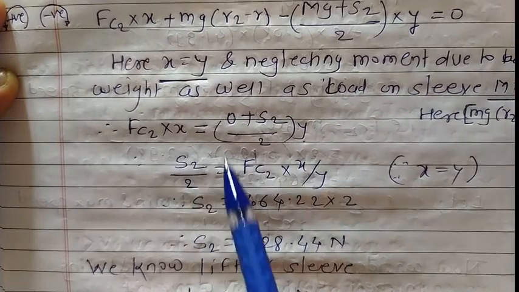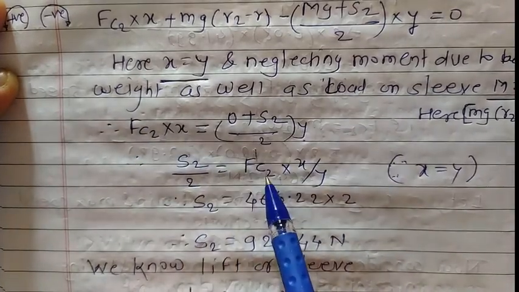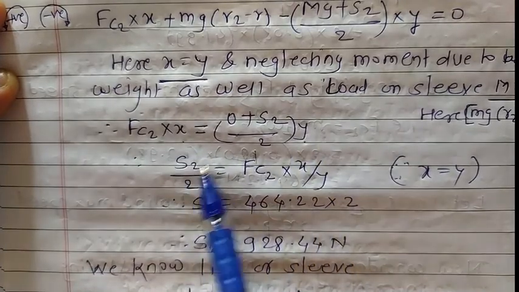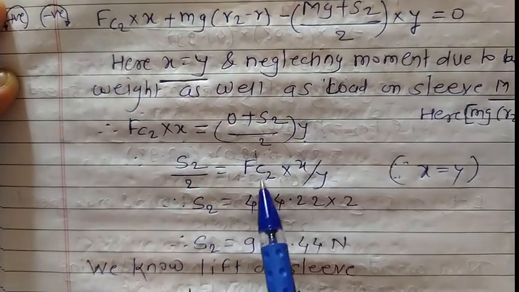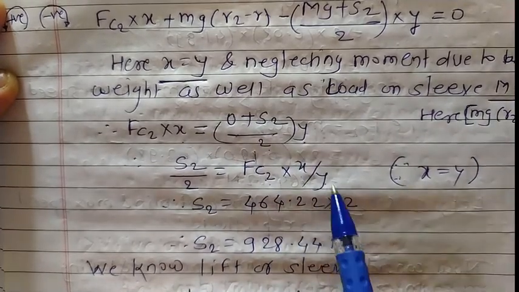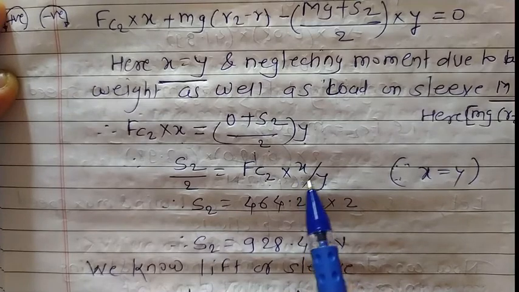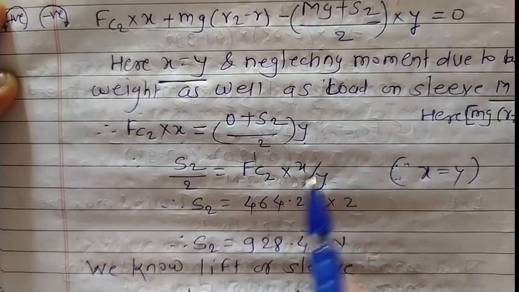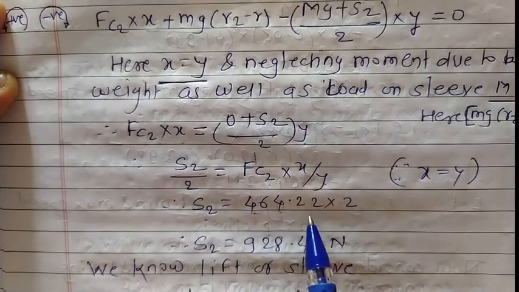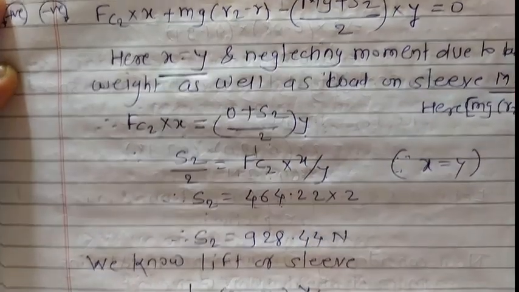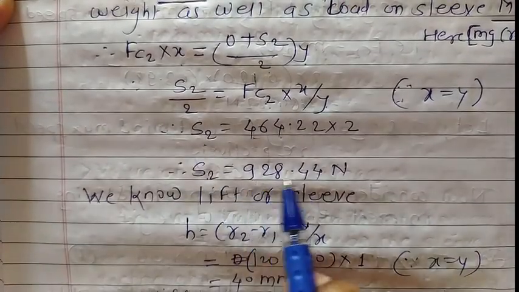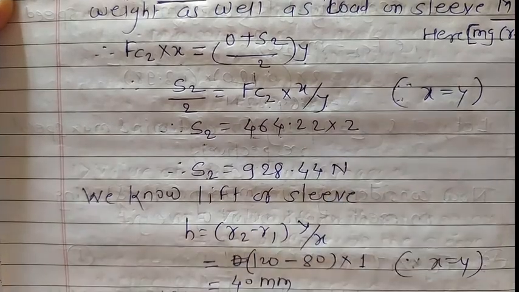Now in this case we know FC2, just substitute FC2 here. So x divided by y comes here. So S2 by 2 equals FC2 multiplied by x divided by y, this relation. In this case x equals y, so here we can get the value as 1. To get the value for S2, it is nothing but 464.22 multiplied by 2. So we get S2 equals 928.44 Newton.